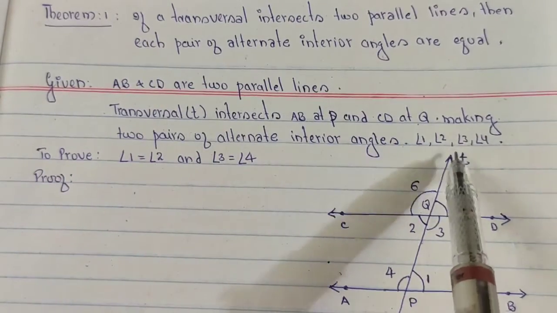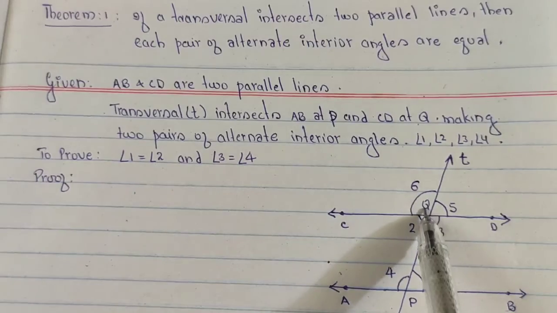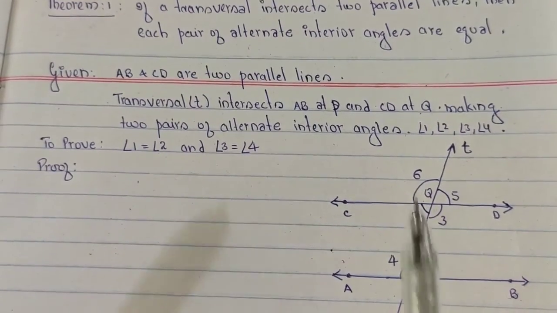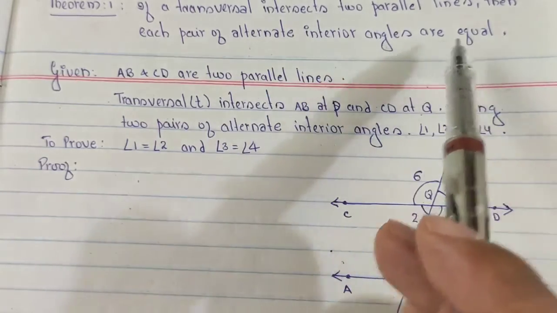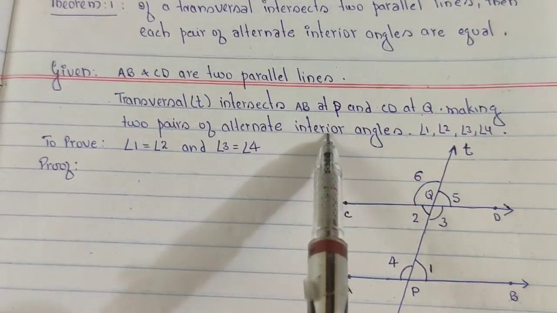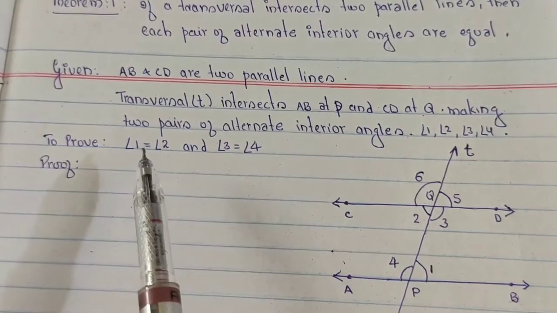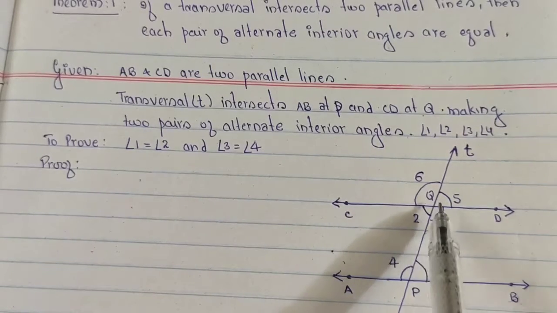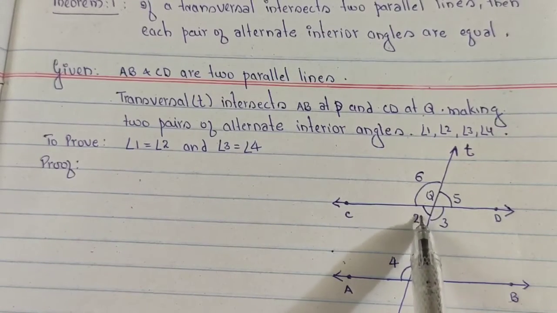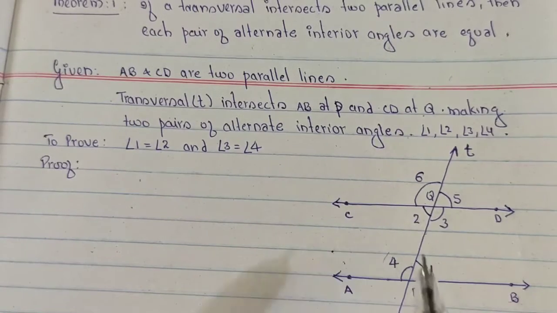Transversal T, this is the transversal T which is intersecting these two lines at points, one is P and the other is Q, making two pairs of interior angles, angle 1, 2, 3 and 4. So you need to prove angle 1 is equal to angle 2, because they are alternate interior angles, and angle 3 is equal to angle 4.